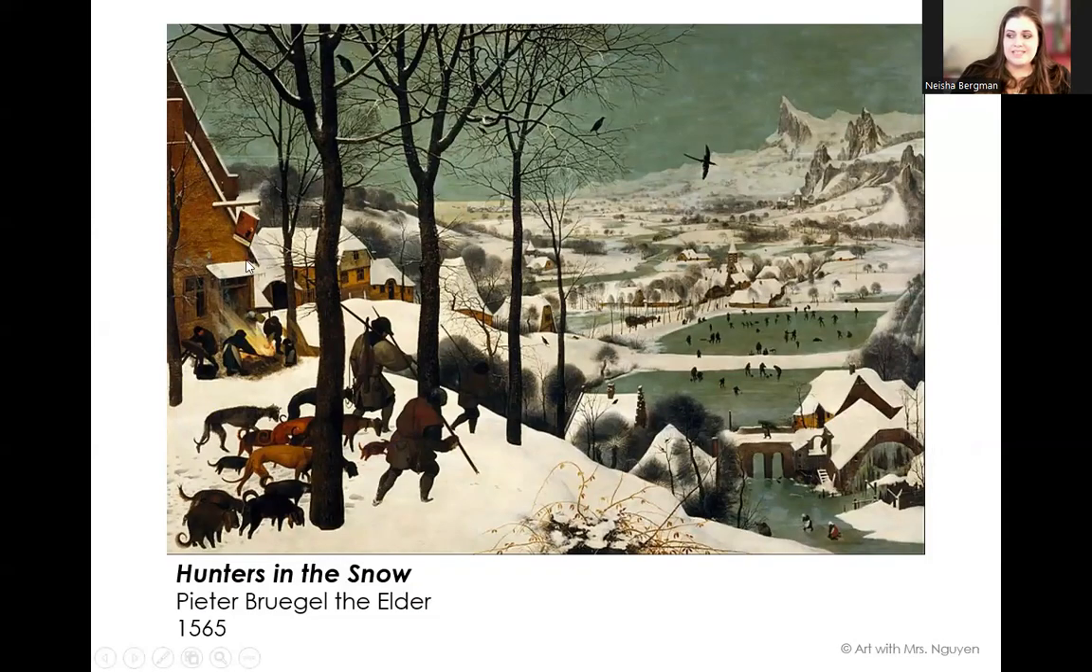So the foreground is obviously these houses and these hunters and these dogs. And this one looks like a little bitty chunky bratwurst. Hi, bratwurst. Okay. The midground is going to be, it kind of fades into each other.